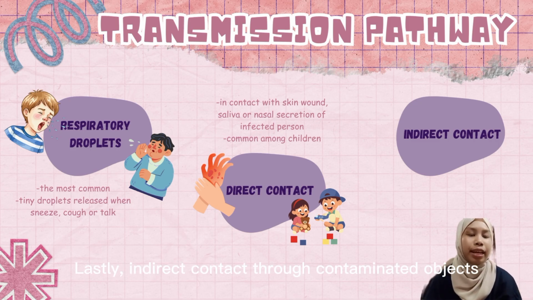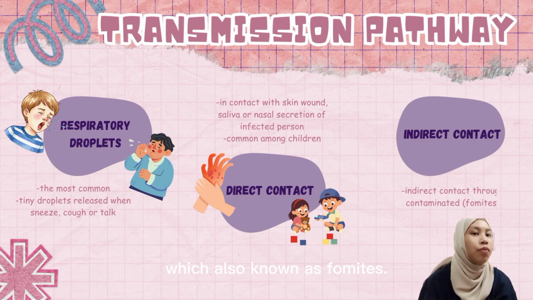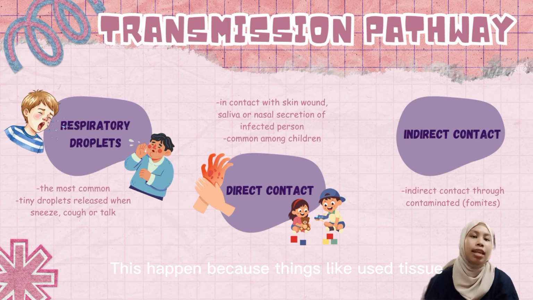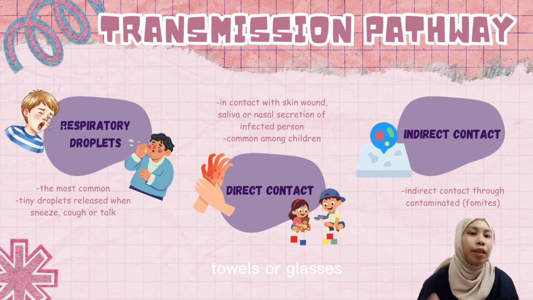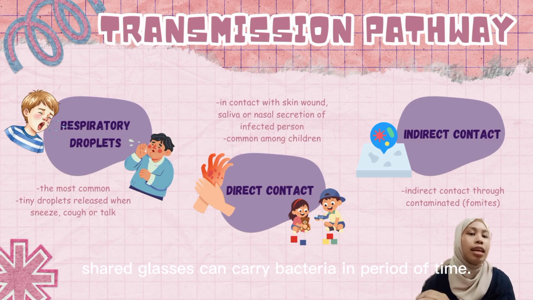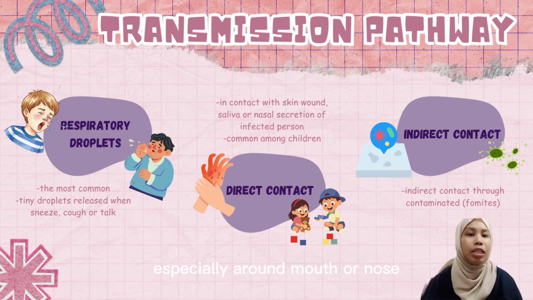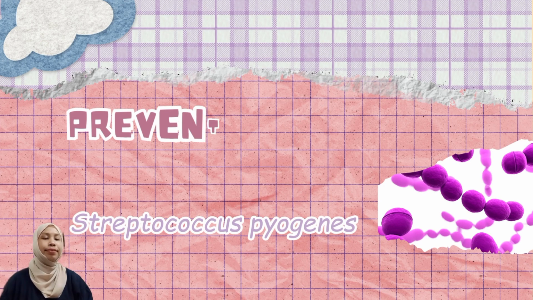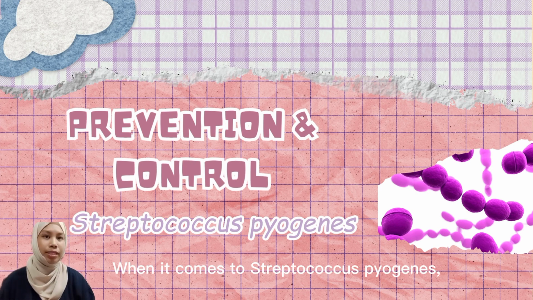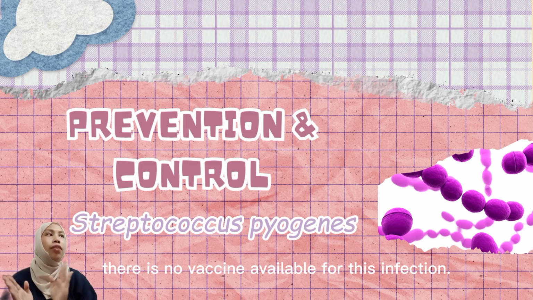Lastly, indirect contact through contaminated objects, which are also known as fomites. This happens because things like used tissue, towels, or shared glasses can carry bacteria for a period of time. So if someone touches these items and then touches their face, especially around the mouth or nose, the bacteria can easily enter the body.